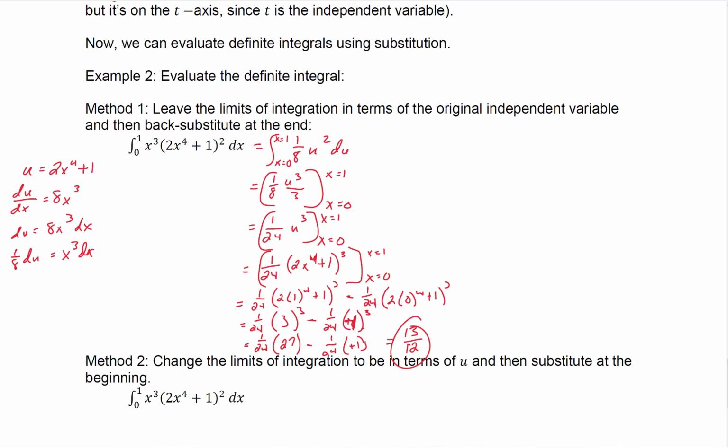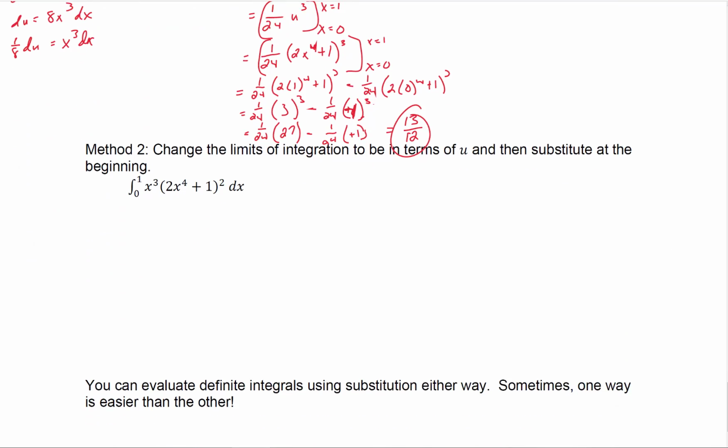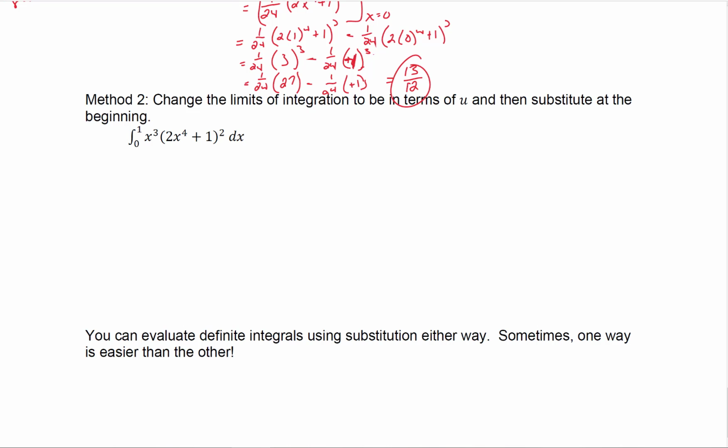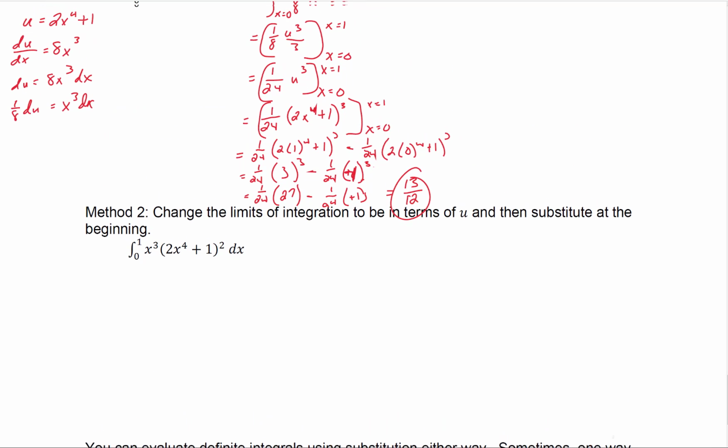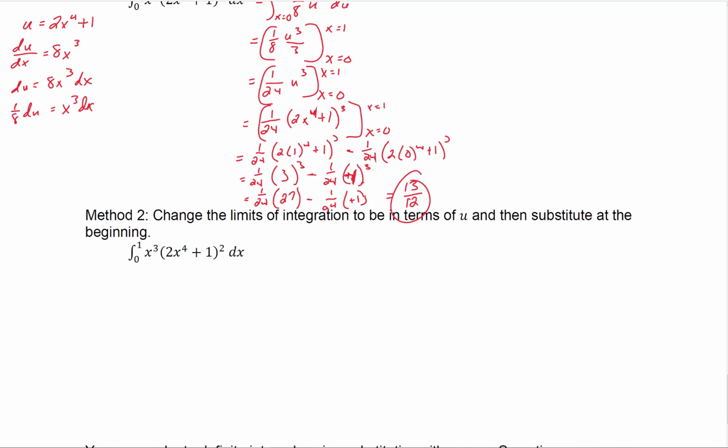All right, so method 2 works pretty much the same way. The big difference is when you're doing your substitution, you're going to change your limits of integration to be in terms of u also, but then you do not have to back substitute at the end. So in this case, same exact integral, we have u equals 2x to the fourth plus 1. du over dx is still 8x cubed. du is 8x cubed dx. 1/8 du is x cubed dx. Since it's the exact same integral, that's the exact same.